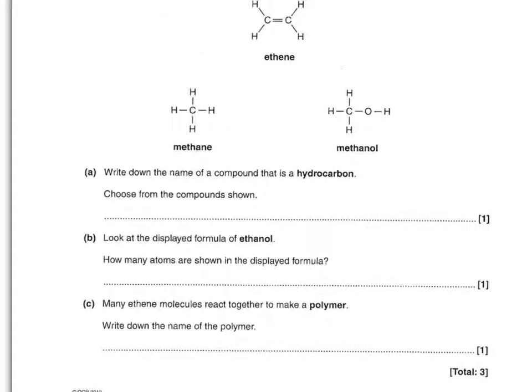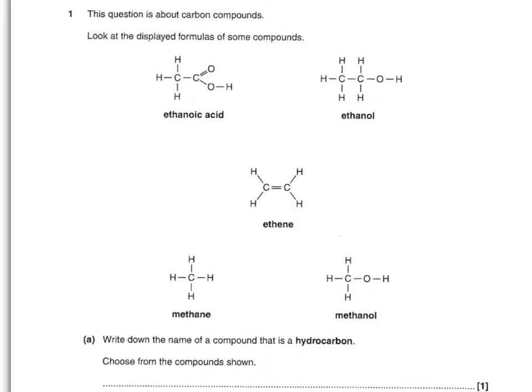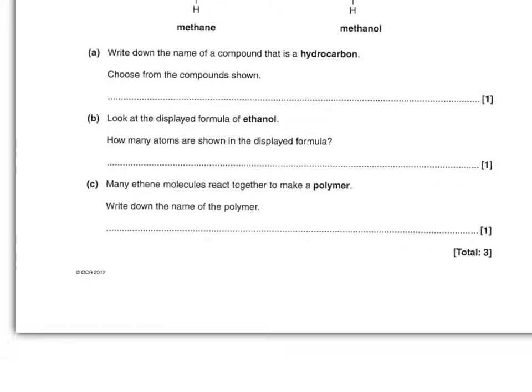Then it says, look at the displayed formula of ethanol. How many atoms are shown in the displayed formula? So remember, just counting these symbols. So in ethanol, you've got 1, 2, 3, 4, 5, 6, 7, 8, 9 atoms. So the answer there is 9. And then many ethene molecules react to make a polymer.